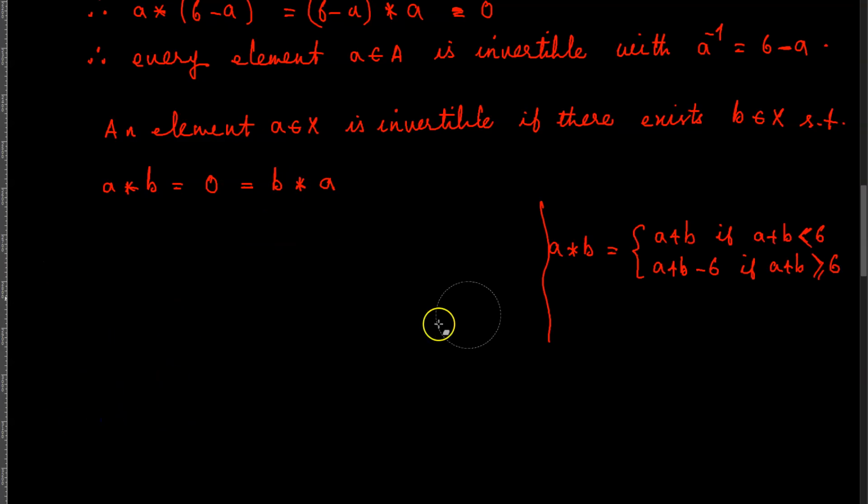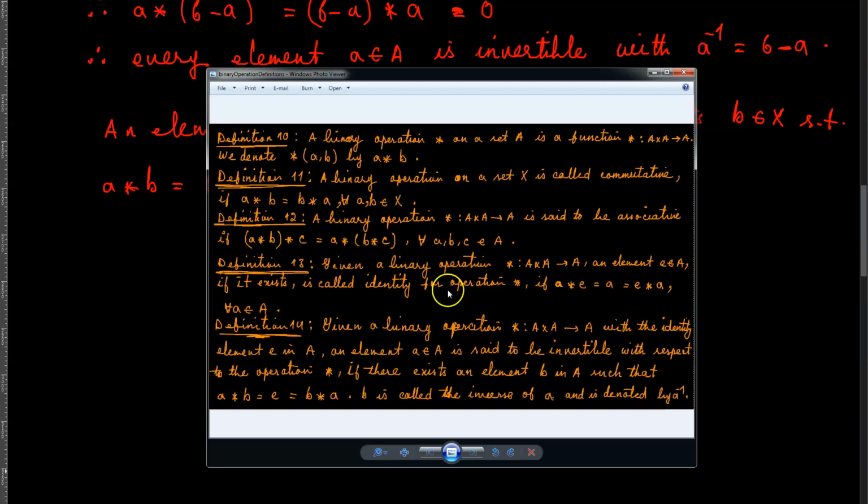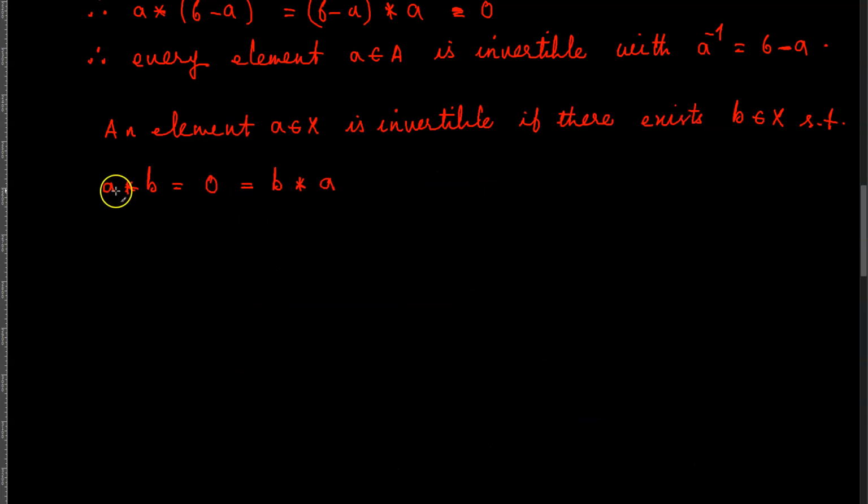Okay, so I had to go back a little bit in the video because I couldn't understand the logic that they have used here. If I write this statement as A star B is equal to B star A is equal to the identity element, that means that B is the inverse of A, right? Based on this definition here, we said that given a binary operation star on A with the identity element E in A, an element A belonging to A is said to be invertible with respect to the operation star if there exists an element B in A such that A star B is equal to B star A is equal to E, right? So therefore I can write A star B is equal to B star A is equal to 0, and if that is true, then B is the inverse of A.